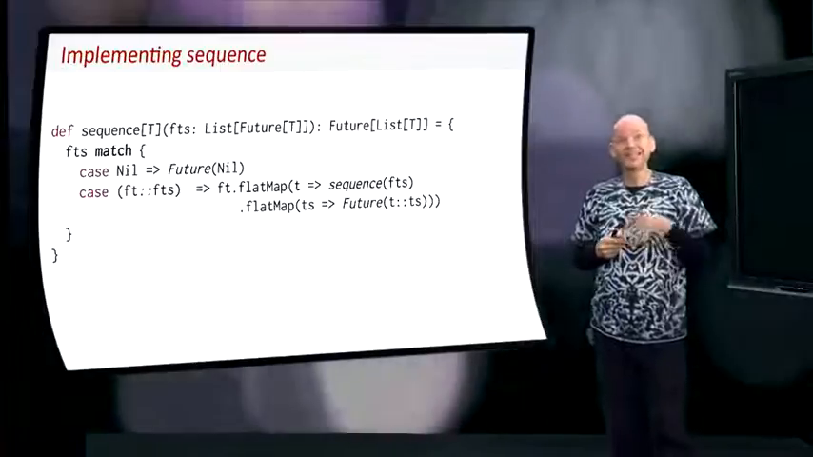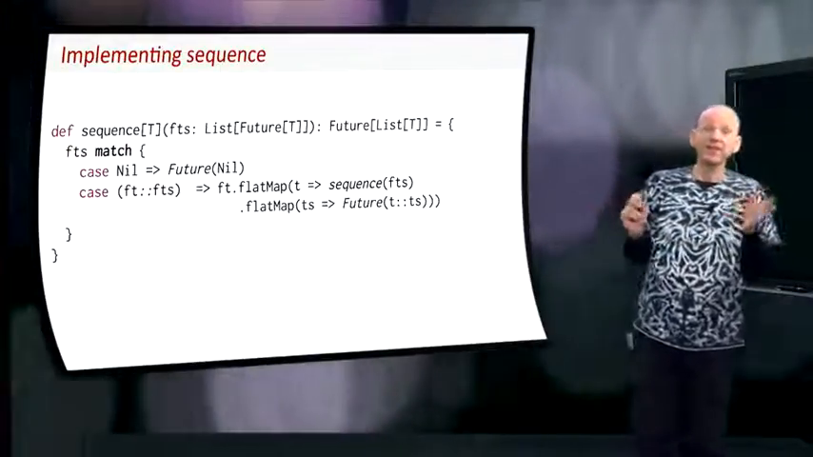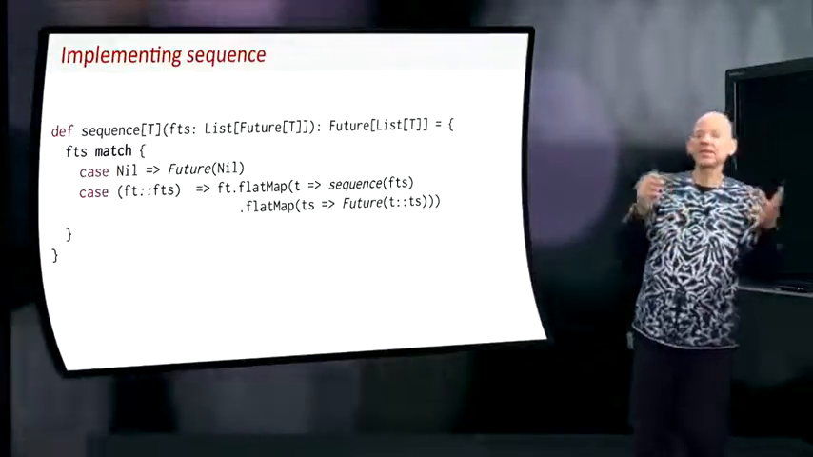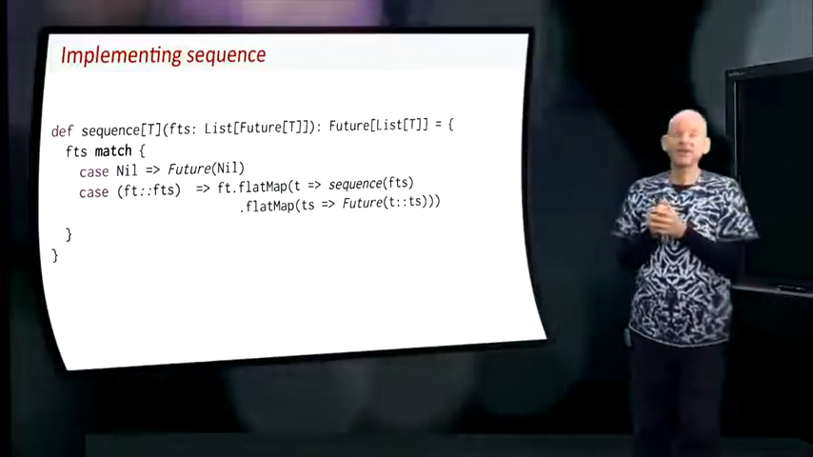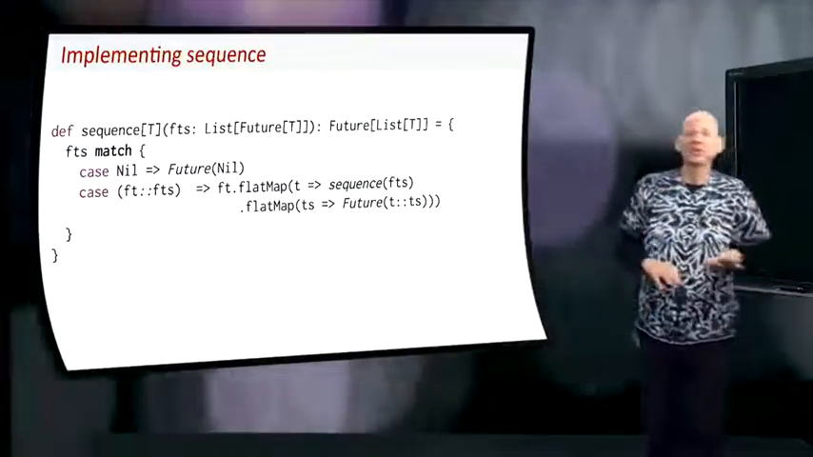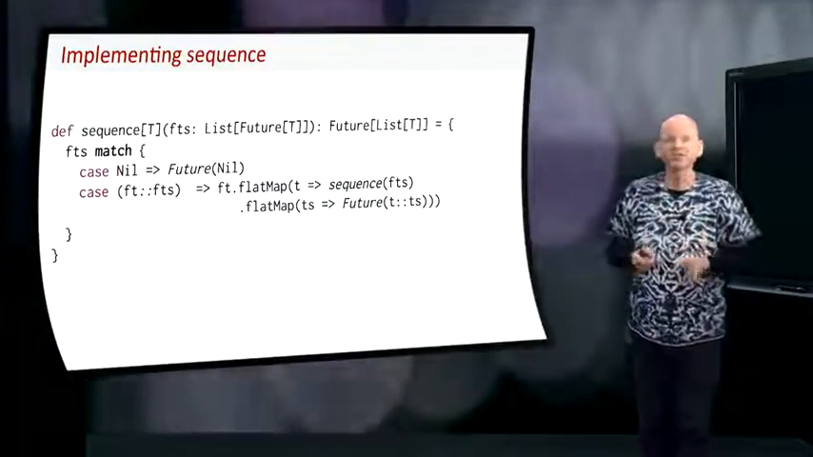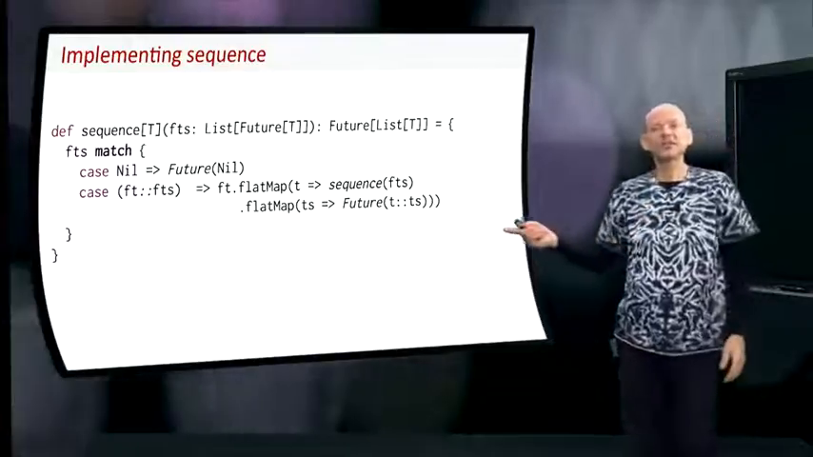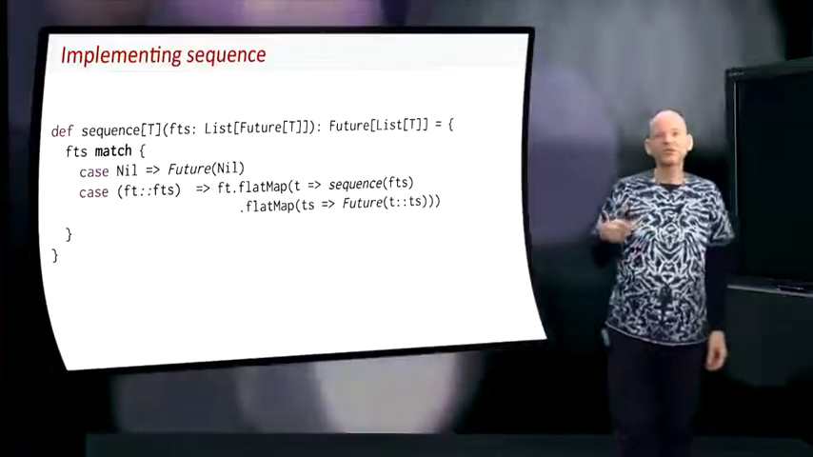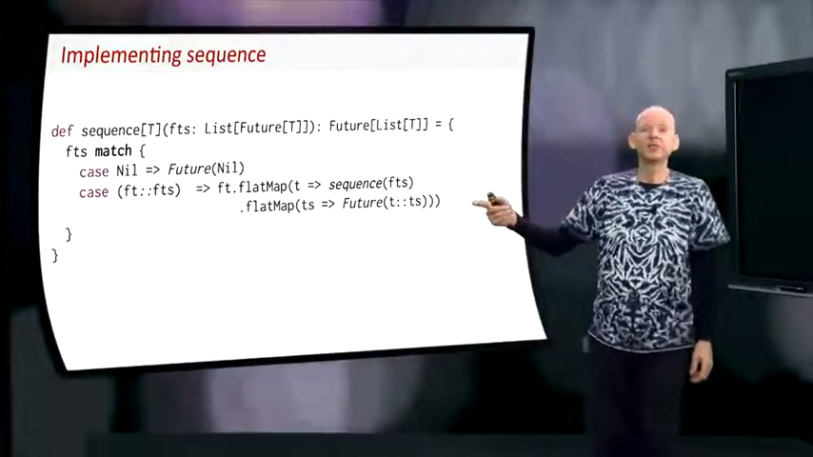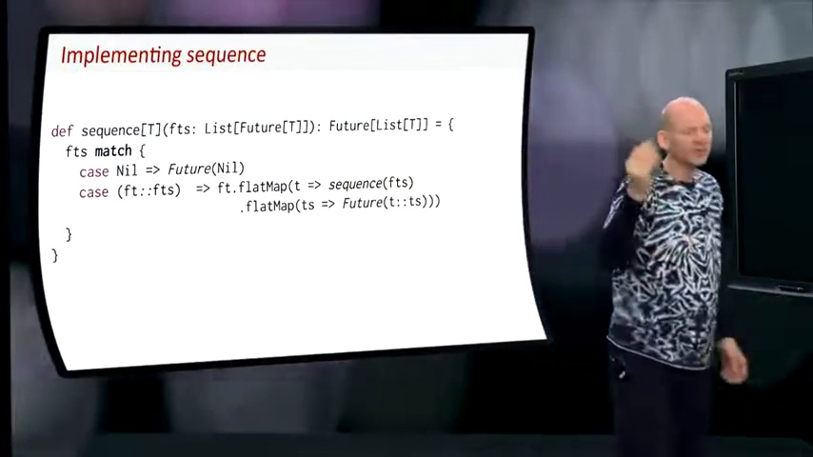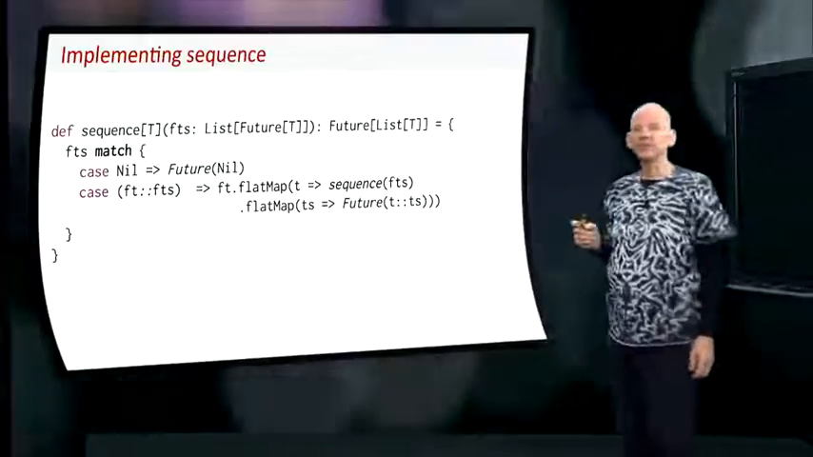Now, here's an example of a function whose nicest implementation is just using straight recursion, no async await, and no promises. What this function does is it takes a list of futures and turns it into a future of lists. The way it works is it just goes through that list and runs all the futures and collects the results into a list. And using pattern matching and recursion, it's quite easy.